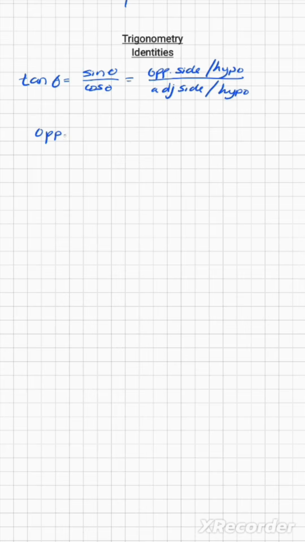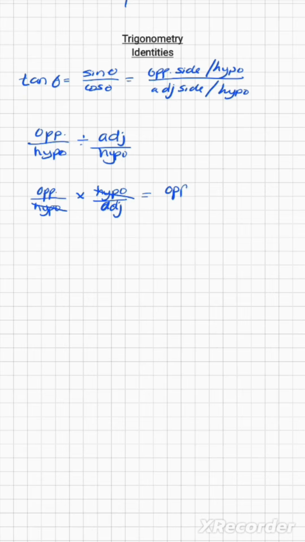So if you have opposite over hypotenuse divided by adjacent over hypotenuse, that is the same thing as opposite side divided by hypotenuse times hypotenuse divided by adjacent. The hypotenuse with hypotenuse goes away. You're just left with opposite over adjacent. Now what is opposite over adjacent?